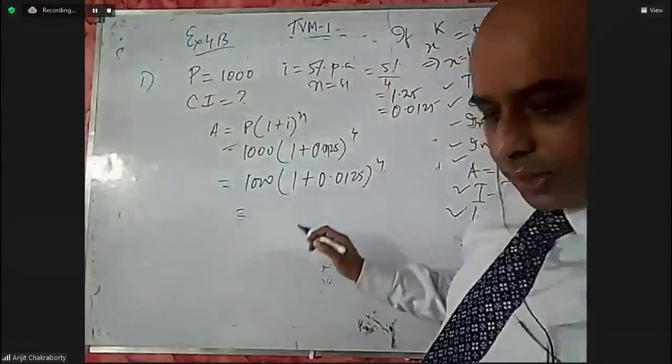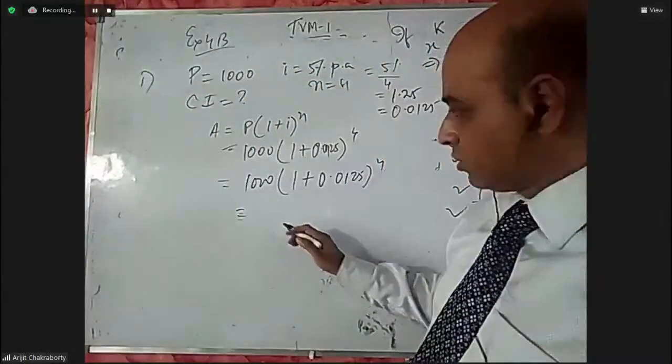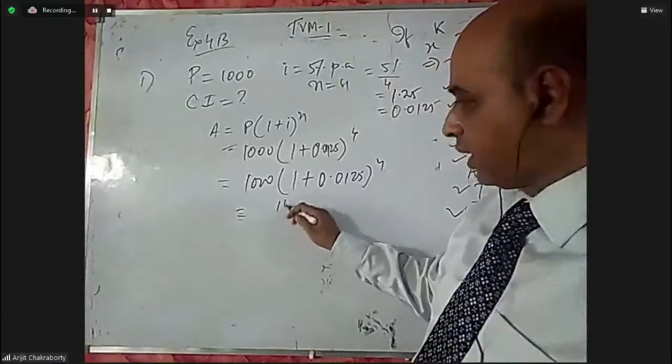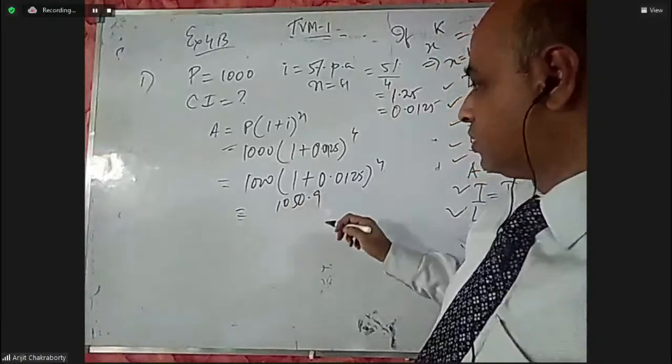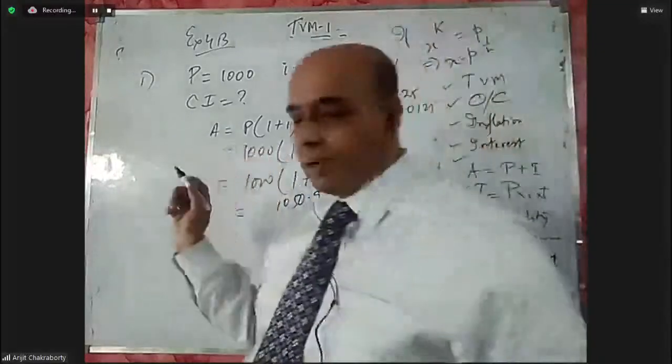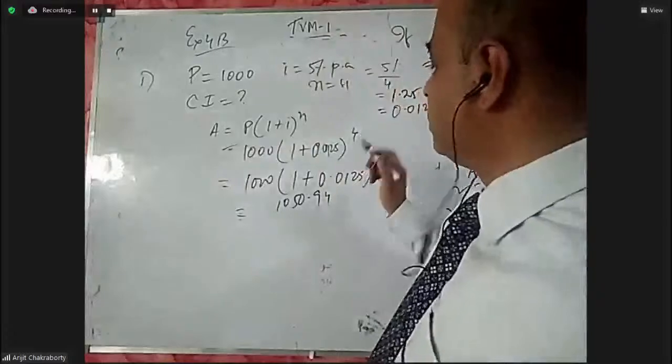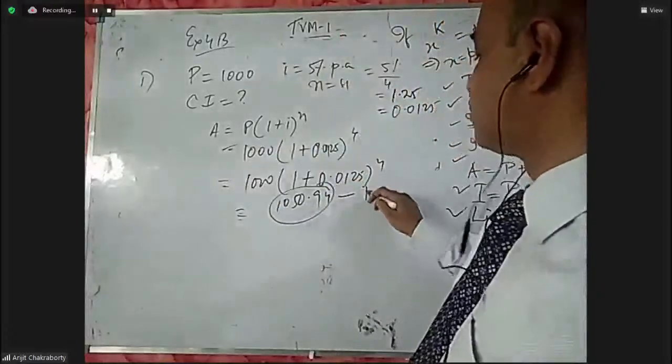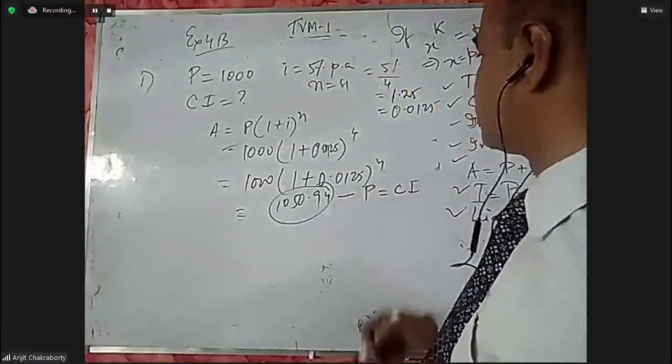Okay, so just try it out. I think we are getting somewhere around 1050.94. I'll just have to check. If this is the amount, then the compound interest will be this minus the principal. This will give you the compound interest.